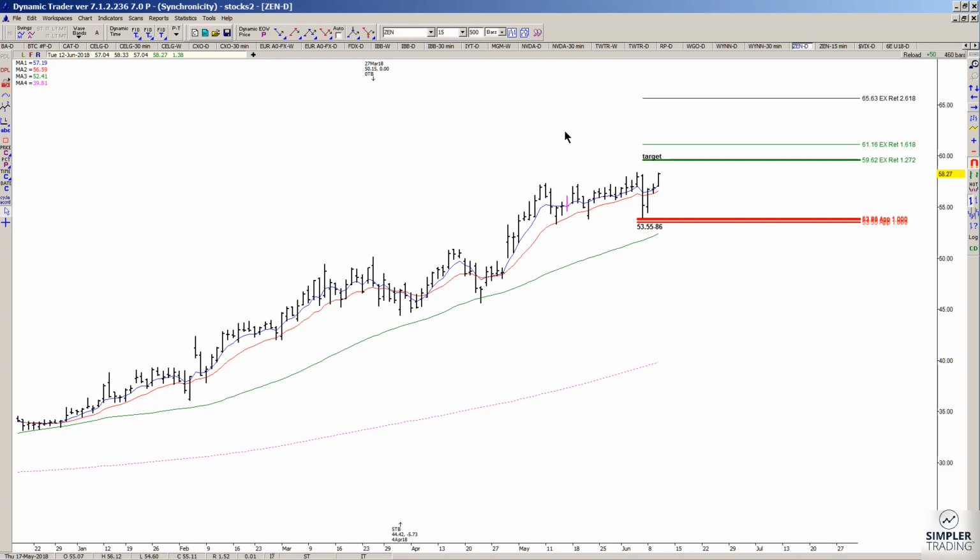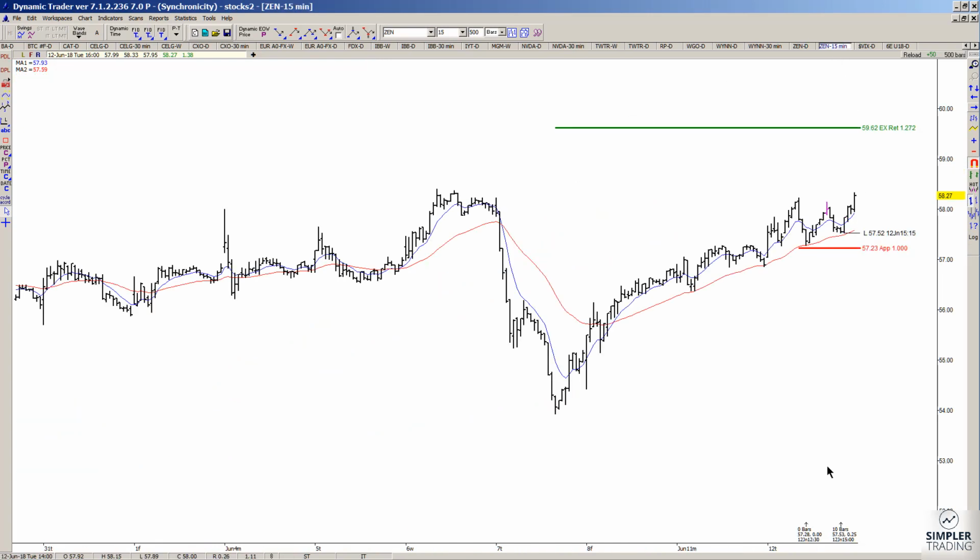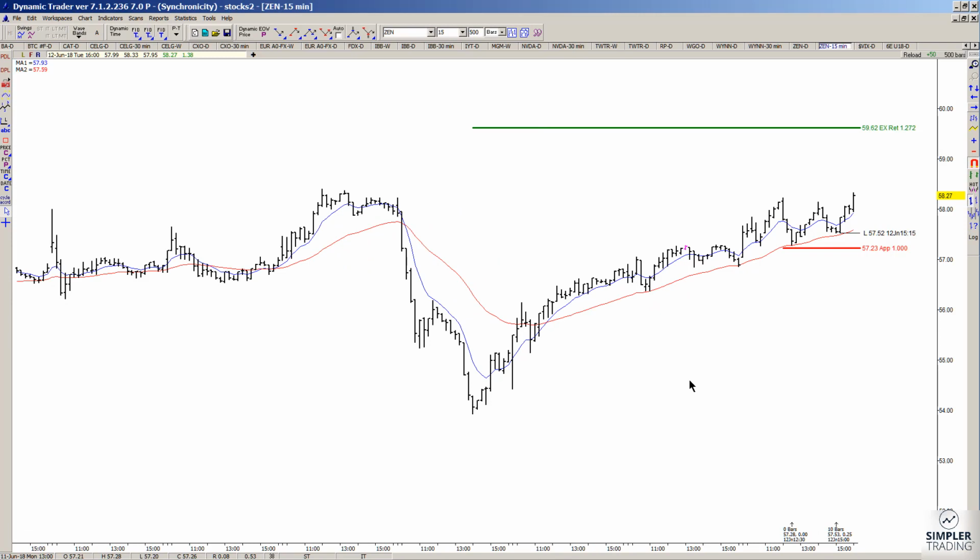So everyone always asks me, how do you do that? Here's a 15-minute chart on ZEN, and this is the way I would look at it. You have a couple of choices. Ideally I hope we get up towards the target. Maybe we'll see that in the next few days, but in the meantime you still don't want to have your risk way underneath here. So you have a couple of choices.